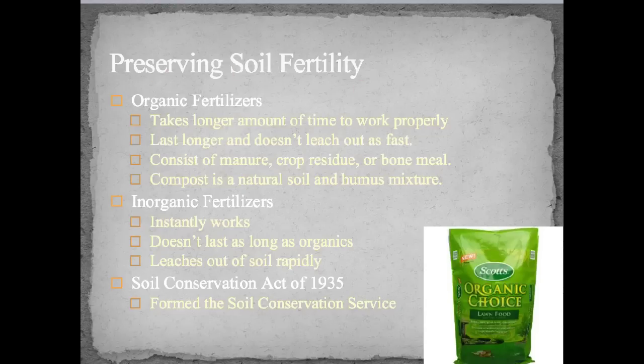And then preserving soil fertility, using those organic fertilizers. They take longer amounts of time to work properly, but they tend to last longer and don't leach out as fast. They consist of manure, crop residue, and bone meal. Compost is a natural soil and humus mixture. That's where you just take mulch, dead food, or old food, and mix it all together with the natural soil to make compost. Inorganic fertilizers instantly work, but they don't last very long and they leach out very rapidly. And if they leach out, they get into lakes, causing eutrophication.